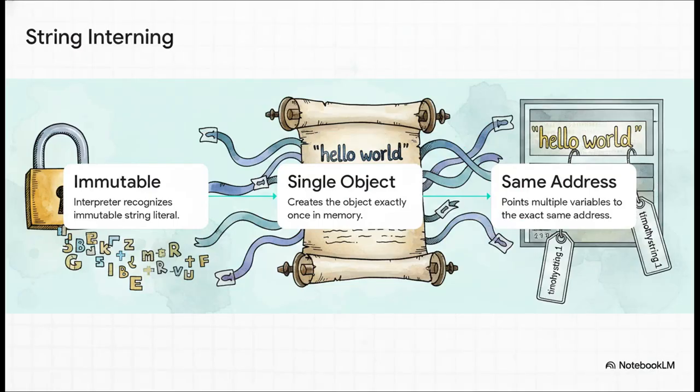So instead of wasting time carving out two separate memory blocks for Timothy's identical strings, CPython pulls off a really clever trick. First, the interpreter spots the string literal and realizes, hey, this is immutable. Second, it creates the object exactly once, just once. And then for step 3, it simply points multiple variables to that exact same memory address. CPython actually interns the string. It's kind of like taking two different sticky notes with different variable names on them and slapping them onto the exact same physical object. Timothy typed the string out twice, sure, but Python only built it once.